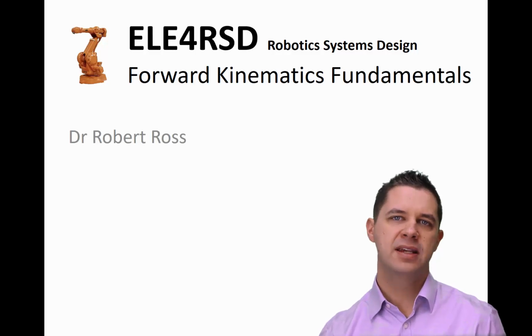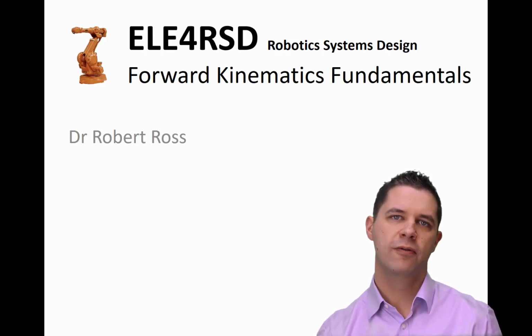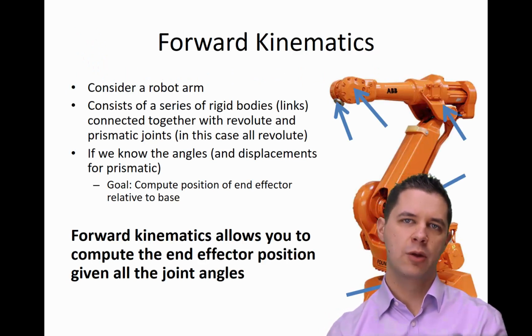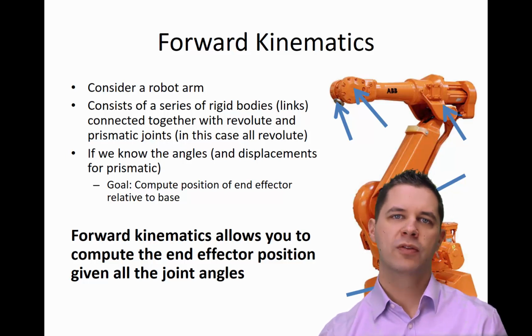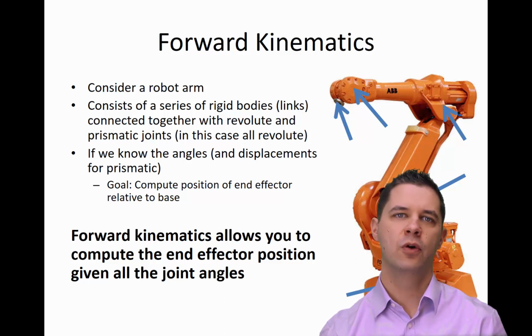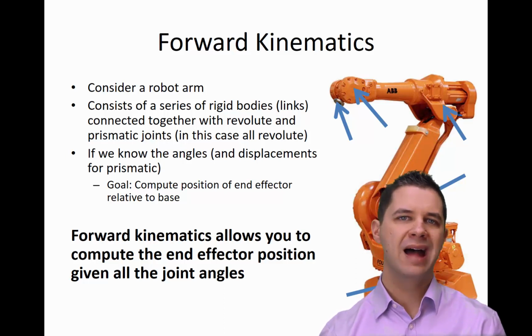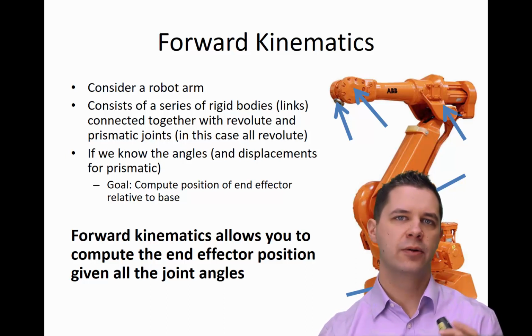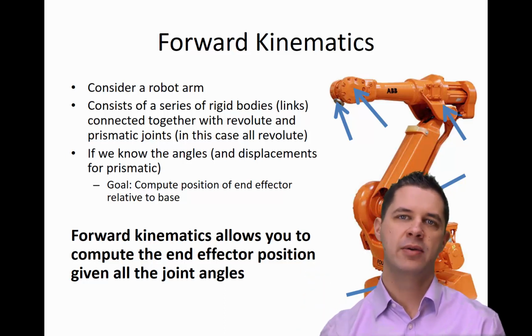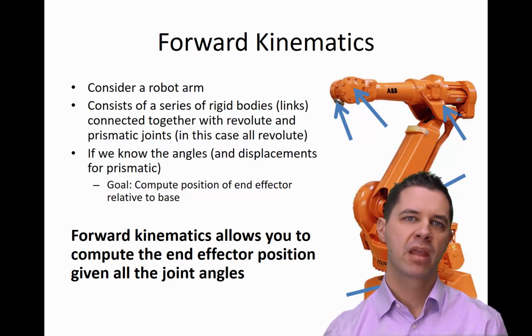Now we'll go through a basic intro into forward kinematics and what forward kinematics actually is. To think about forward kinematics for a sec, think firstly about a robot arm, an industrial arm. We've got a whole lot of rigid bodies, which are the links, the solid parts that we can't deform in any way. And they're all connected together through a series of revolute and prismatic joints. In the case of our ABB robot, they're all revolute joints, 6 revolute joints, and our rigid bodies are connecting them together.